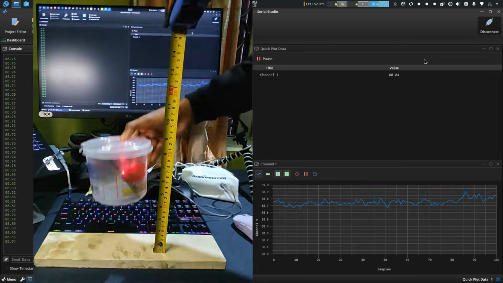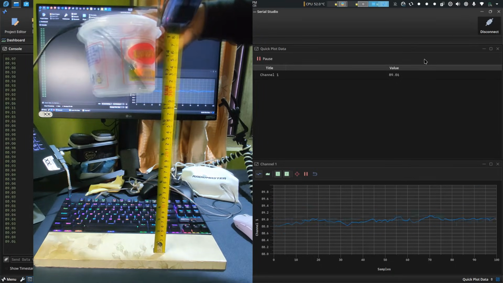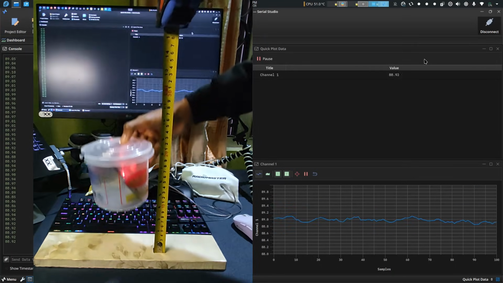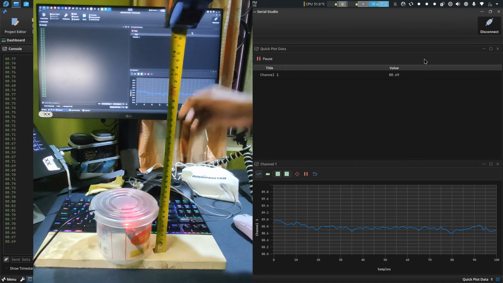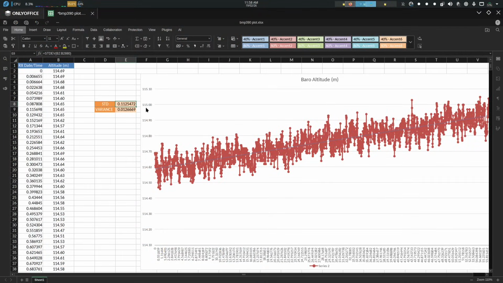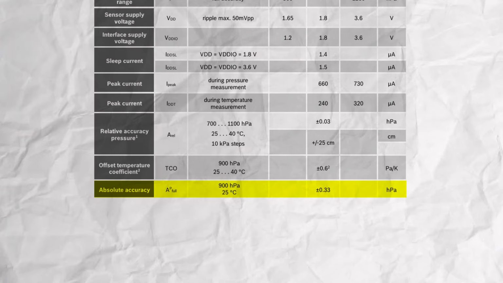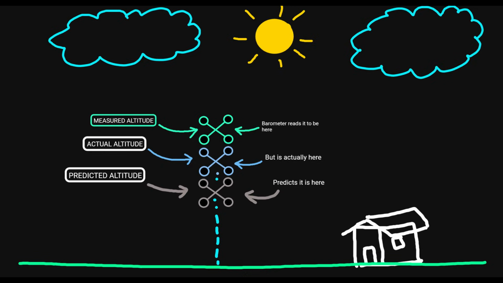This is where the measurement comes in. Here we take the measured altitude from the barometer to correct the prediction. But we cannot rely solely on the barometer's reading. As you have seen, it is not very reliable at detecting sub-decimeter changes, and it has an absolute accuracy of just 0.33 hectopascal. So, we need a middle ground between the two.